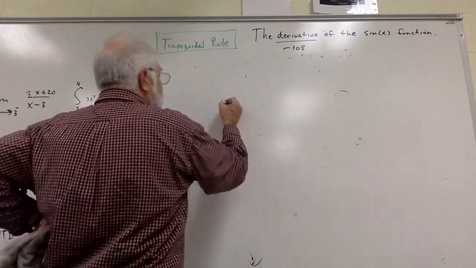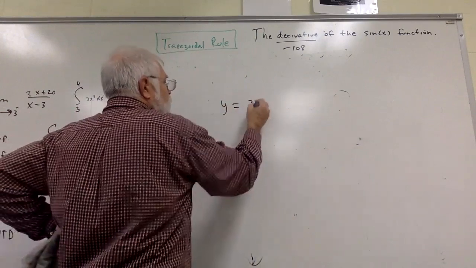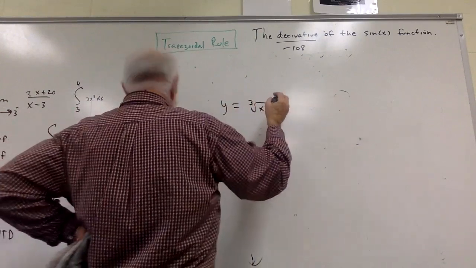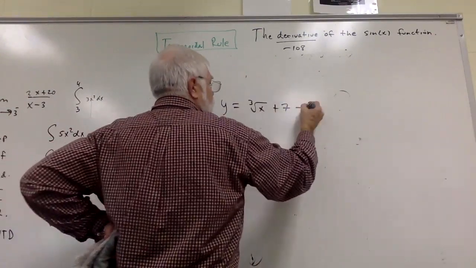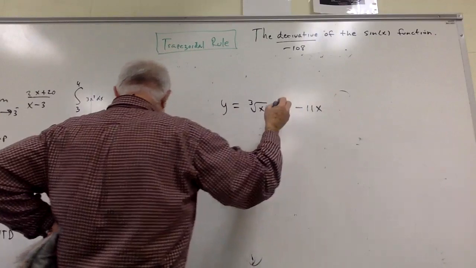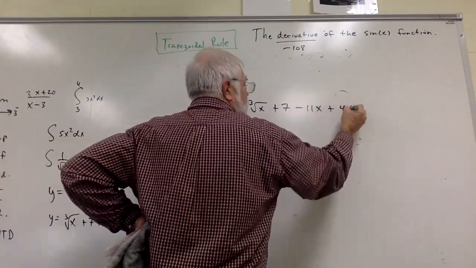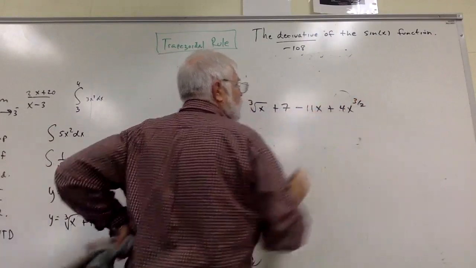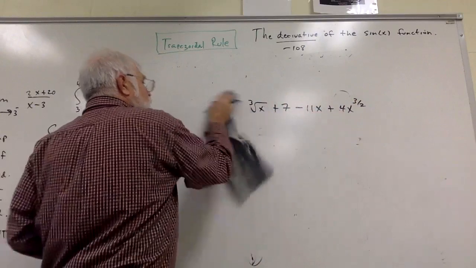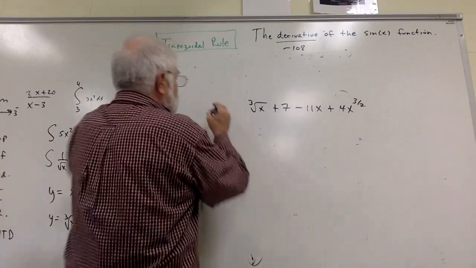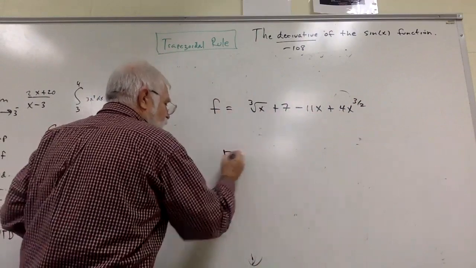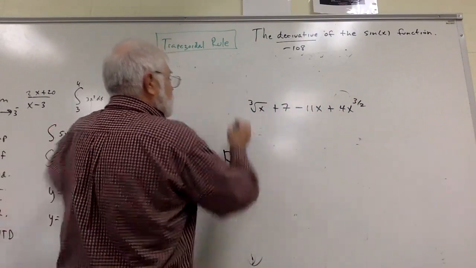Oh, let's do the same thing. Let's integrate. Let's do the cube root of x plus 7 minus 11x plus 4x to the 3/2. Little integration process. So what does that mean? That means I am integrating. So let's call this function little f, and then let's get our big F. Okay, so that means I'm going to integrate.